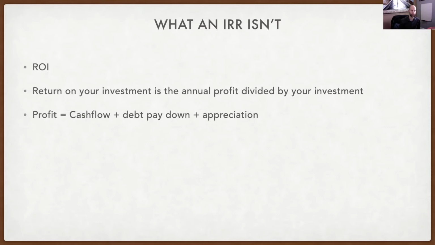So every year you should be analyzing the profit of all of your properties based on this formula that you're going to calculate: all of the appreciation, debt pay down, and cash flow. That is what you're essentially going to get taxed on. Once you have that profit number, you can divide it by your investment.